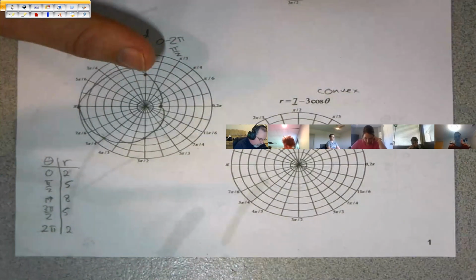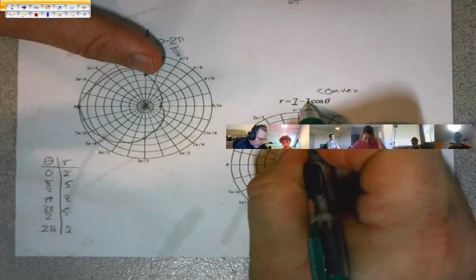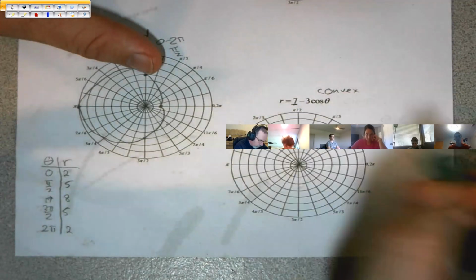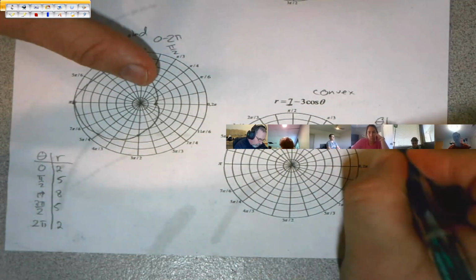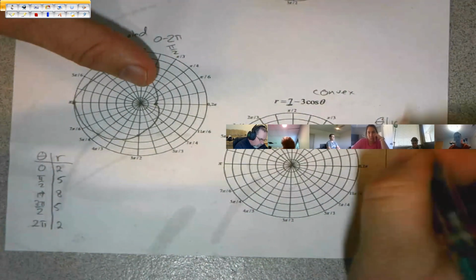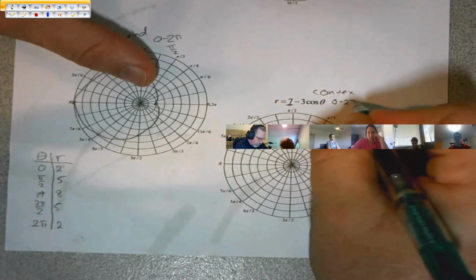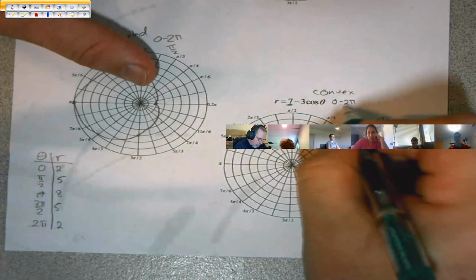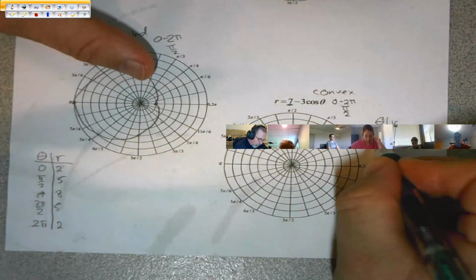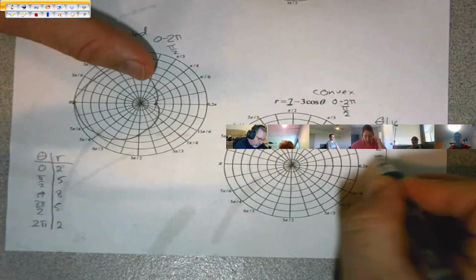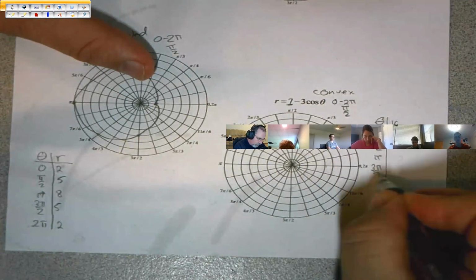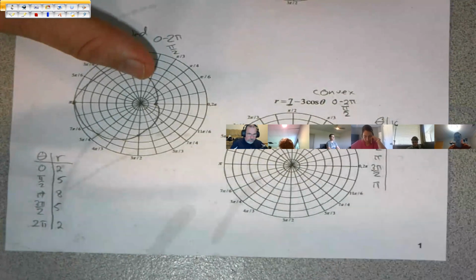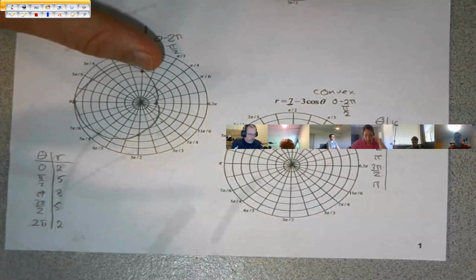All right, now this one is convex because 7 is more than double 3. Double 3 or more is going to be convex. So theta and R, this graphs from 0 to 2 pi. And we're going to count by pi over 2s, just like always. So 0, pi over 2, 1 half, 2 halves, 3 halves, and 4 halves. Kind of looks like a 1. It's a 7. That's a 7.